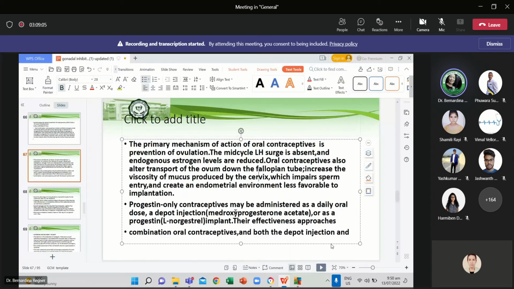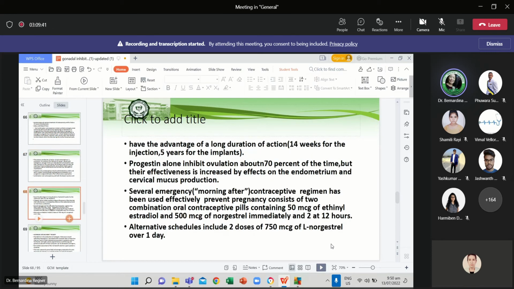So what is this implant here? L-norgestrel. So you have this in our guide, in our overview, that this is an androgen, no? Oh no, progesterone preparation. And I gave you that this is your prototype drug, which is L-norgestrel, that is given by implant. Okay, so the effectiveness approaches combination oral contraceptives, and both your depot injection and your implant have the advantage of a long duration of action. So 14 weeks for the injection, 5 years for the implants. So you want an implant?